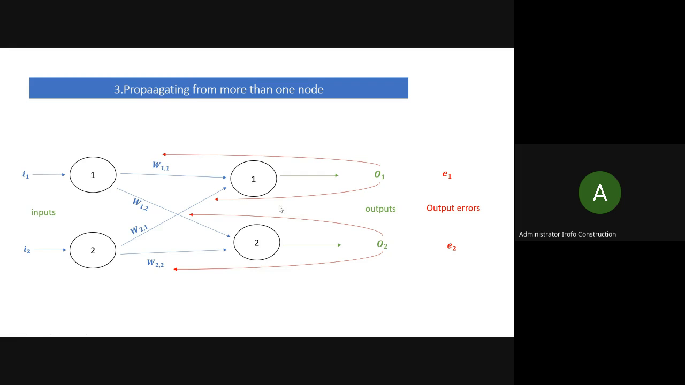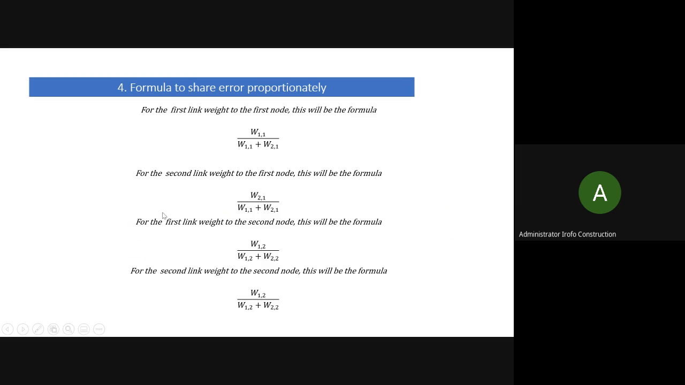And when you go to the next node here, it's the same idea. You can see that the link weights are this one and this one. So the proportional value for the error for this one just becomes W12 over W12 plus W22.